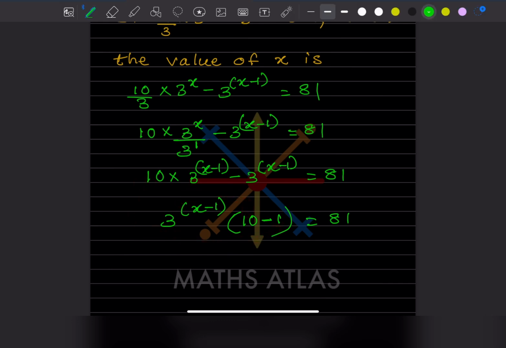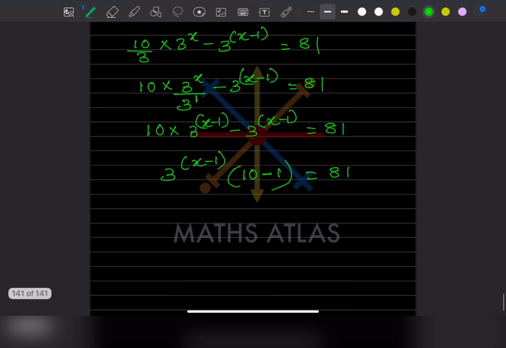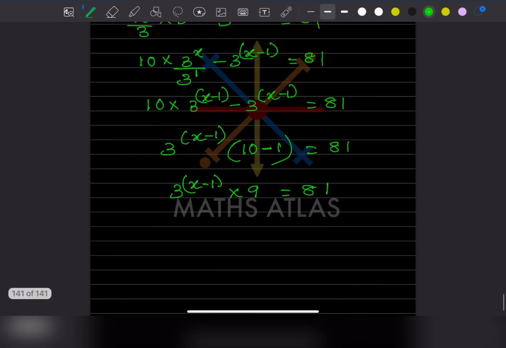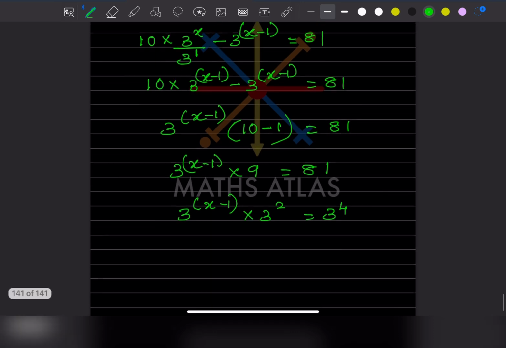Now we can do one thing here. We'll write here 3 raised to x minus 1, and this is multiplied by 9, since 10 minus 1 is 9. So this is 81. So you can do here 3 raised to x minus 1. 9 can be written as 3 raised to 2 is equal to, and 81 can be 3 raised to 4, because if we multiply 3 four times, we get 81.